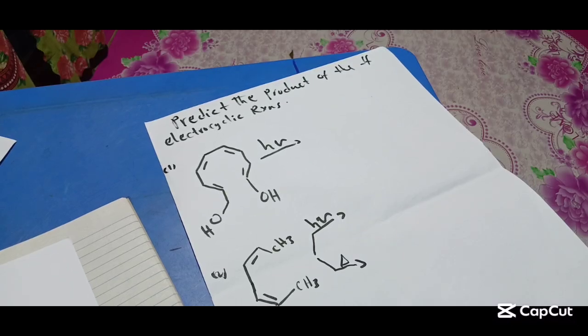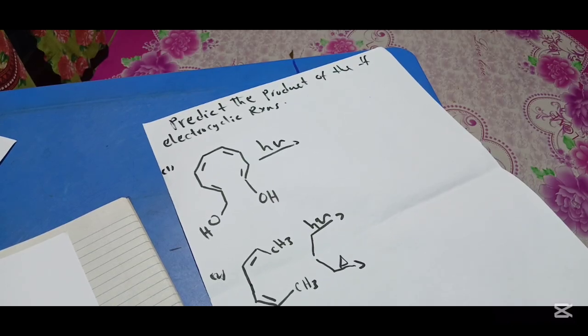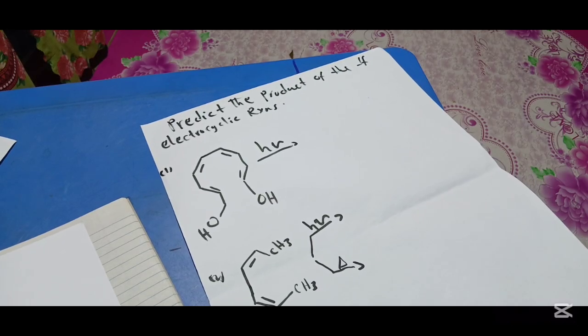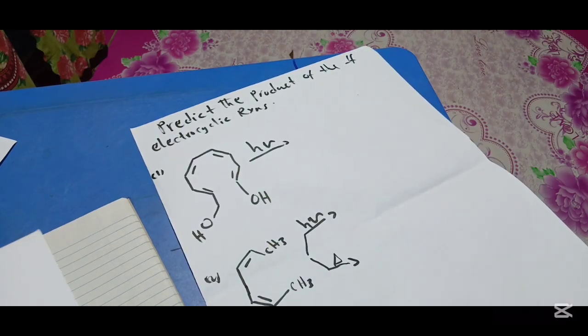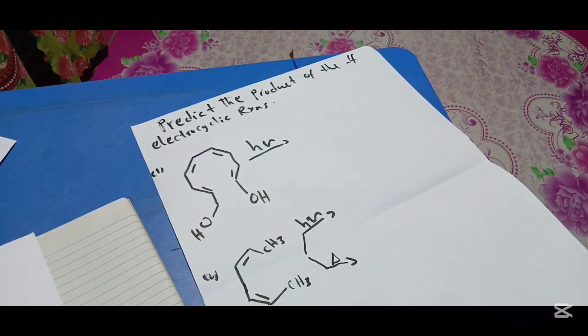Predict the product of the following electrocyclic reaction. So how can we predict the product of these reactions? Well, one thing we have to know before predicting the product of this reaction is the condition of the reaction.